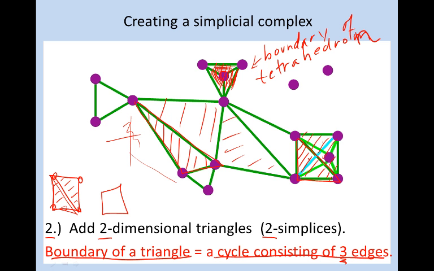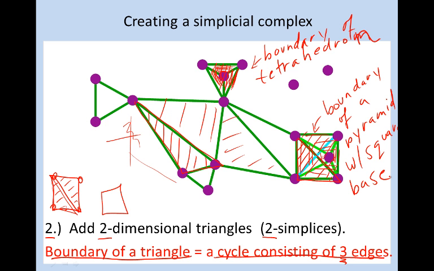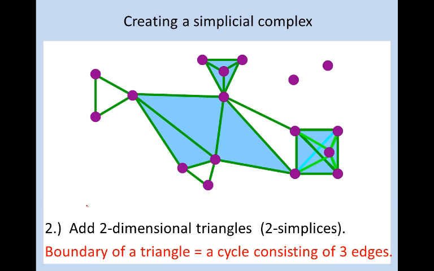Their union will form a square, but I have to fill in 2 triangles to create that square. I'll also fill in this triangle here, these 4 triangles I'll fill in here, so that I've now just created the boundary of a pyramid with square base. So that gives us our 2-dimensional simplicial complex.